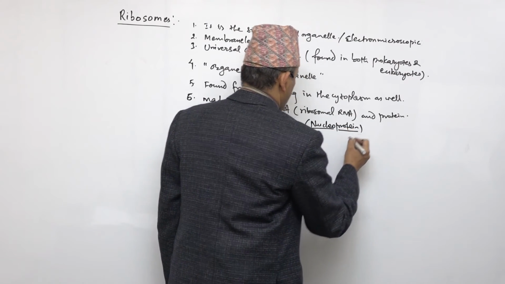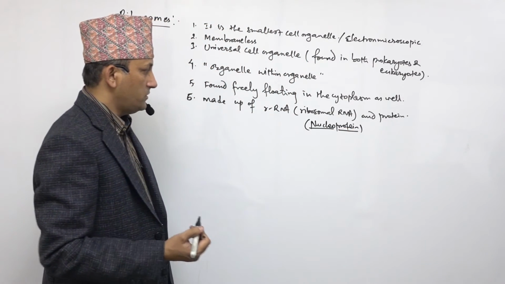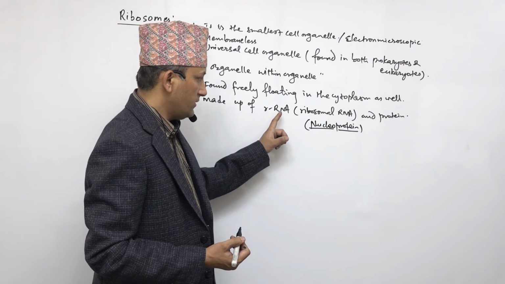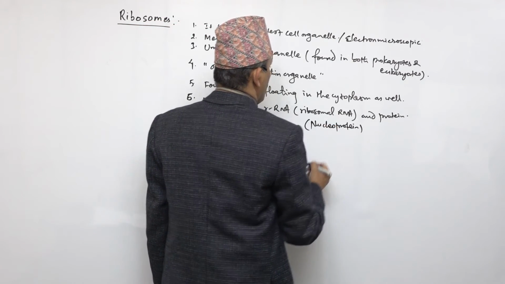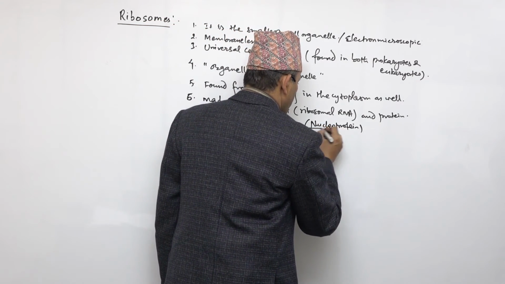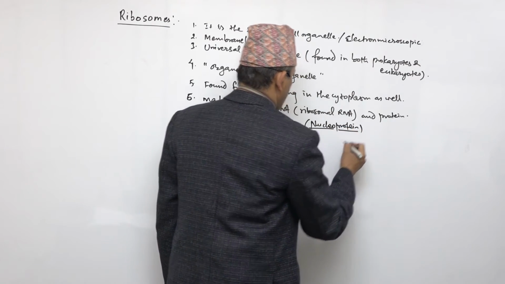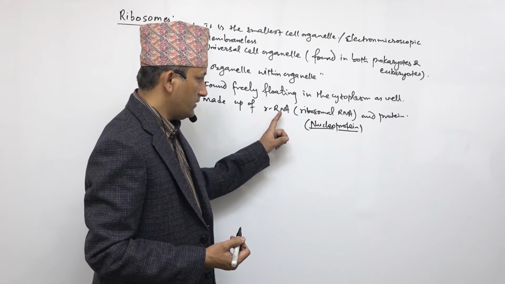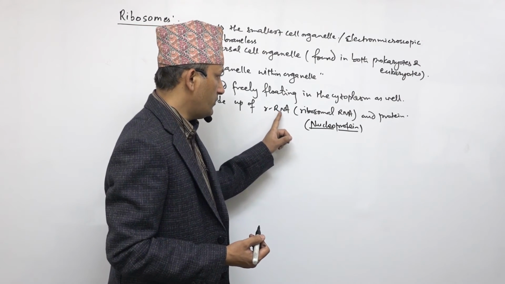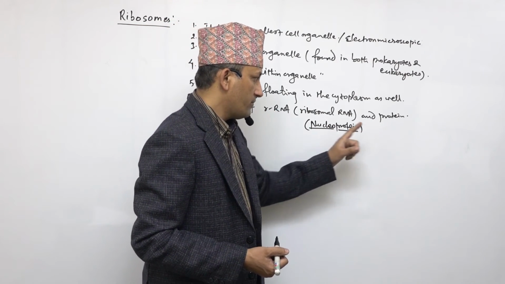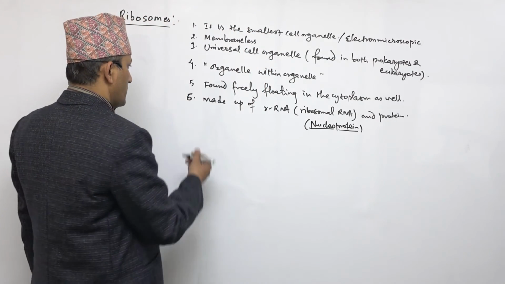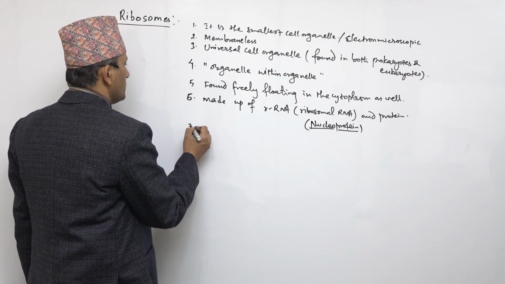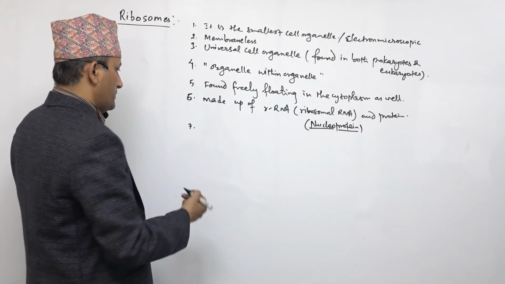So, there are types of ribosome. There are two types of ribosome: one is 70S and another is 80S. There are two types of ribosomes, 70S and 80S, based on the speed of ribosomes. Speed of ribosomes differs according to the size.